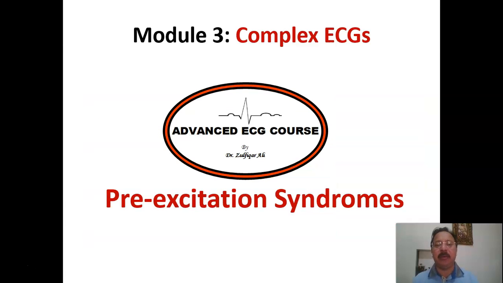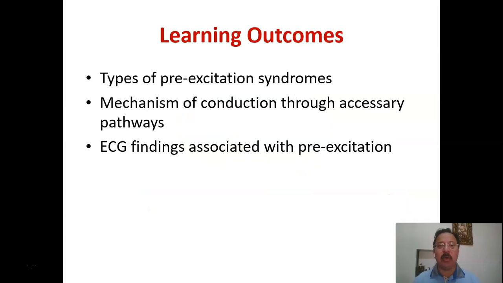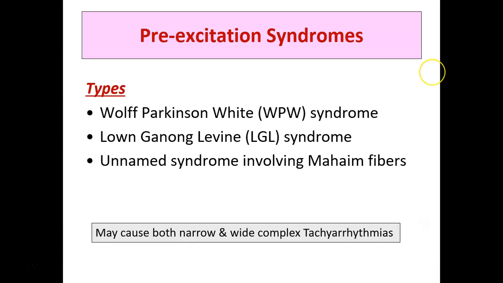So let's begin first with the pre-excitation syndrome, and we'll talk about the types of pre-excitation syndromes, mechanism of conduction through the accessory pathways, and ECG findings associated with pre-excitation mechanisms. So basically there are three types of pre-excitation syndromes. The most famous and well known is Wolff-Parkinson-White syndrome or WPW syndrome.